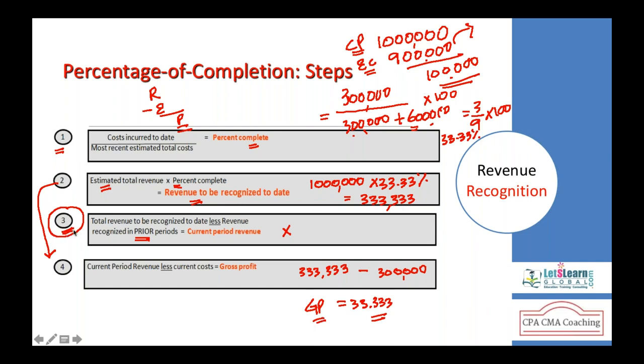When you go to the second year, this third step will also come, because of revenue recognized in the prior years. In the second year, revenue recognized in the prior year becomes 333,333 dollars. So first you need to calculate the degree of completion, multiply with the contract price, deduct expenses to get gross profit. In the second year, same again: calculate the degree of completion, calculate the revenue to be recognized to date minus the revenues already recognized in the prior period, that is step 3, then less current costs.